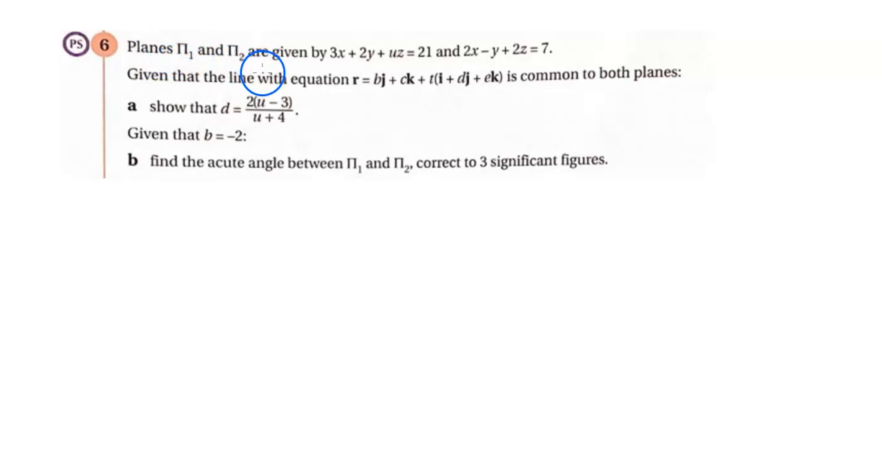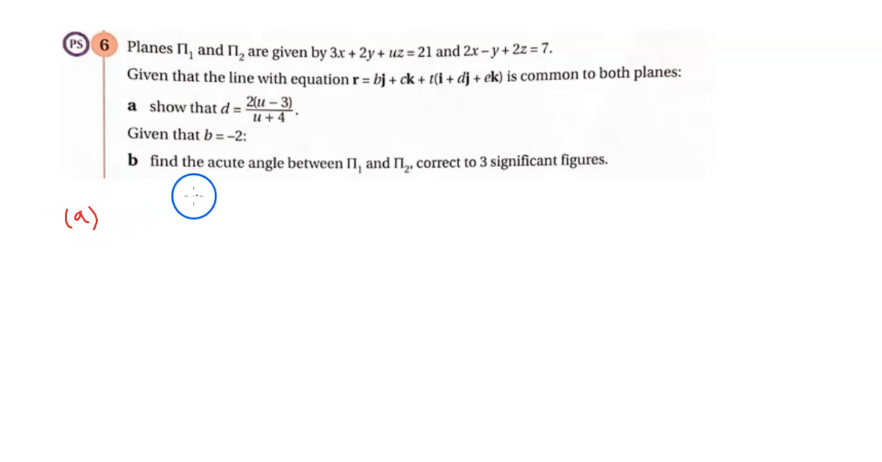Planes pi1 and pi2 are given by 3x plus 2y plus uz equals 21 and 2x minus y plus 2z equals 7. Given that the line with equation r is equal to bj plus ck plus t times (i plus dj plus ek) is common to both planes, part A asks us to show that d is equal to 2 times (u minus 3) divided by (u plus 4).